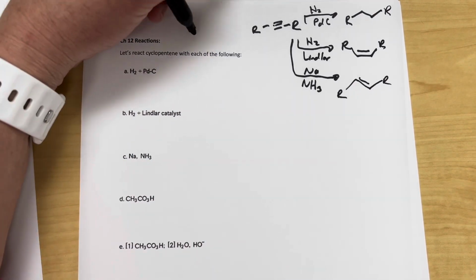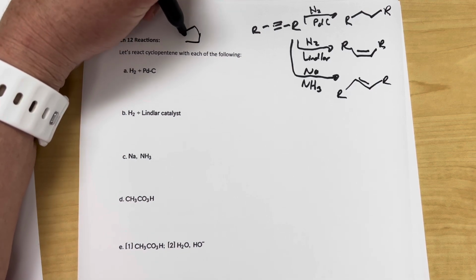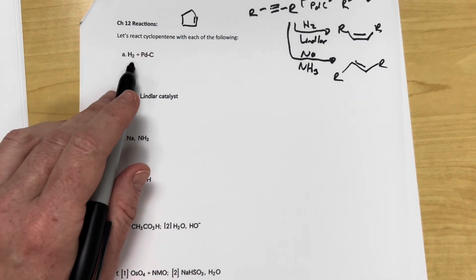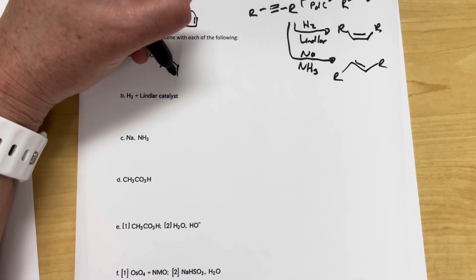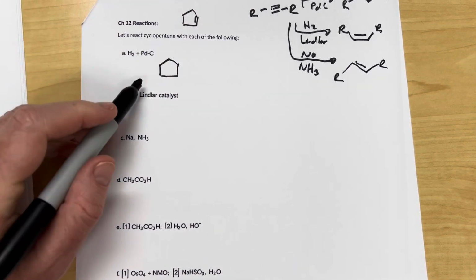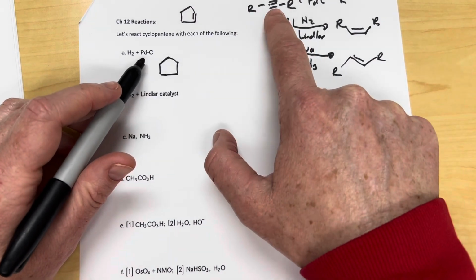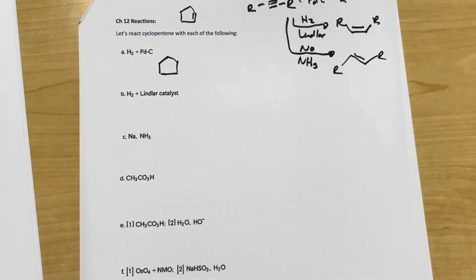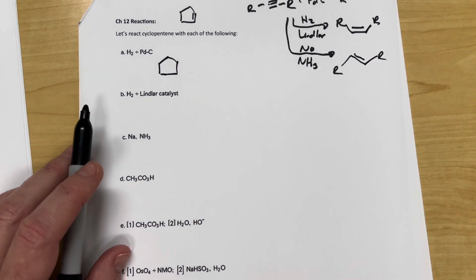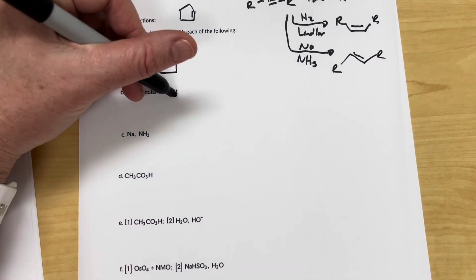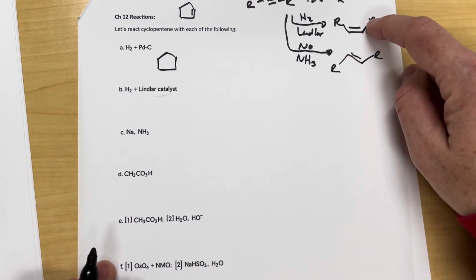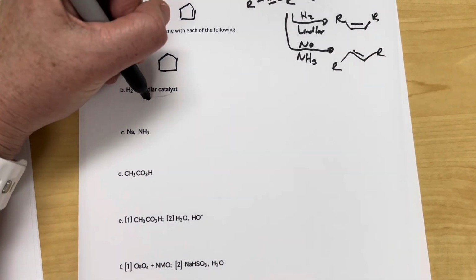It says we're reacting cyclopentene. In other words, that. So in the first one, if we react it with this, we should expect to get the alkane. We know that H2 and Pd/C is strong enough to take an alkyne all the way to an alkene and then an alkane. In B, however, we know that a Lindlar catalyst can take an alkyne to an alkene, but it cannot take an alkene anywhere. So this will have no reaction.